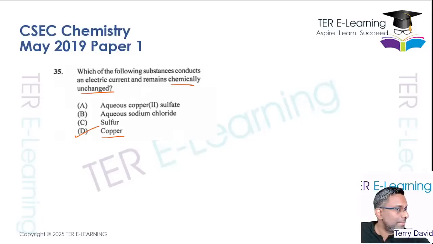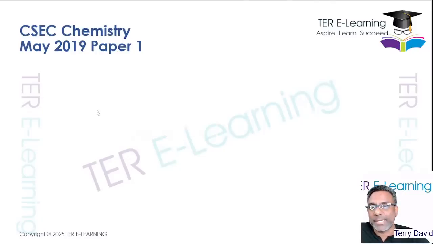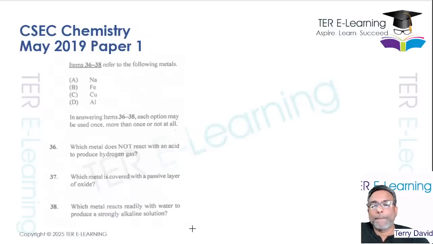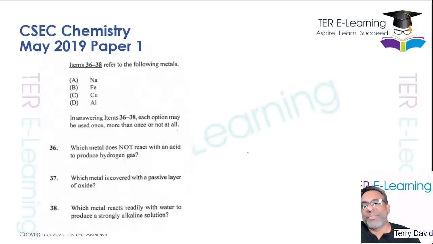Questions 36 to 38 are all based on this set of answers here. So let's start with the first one, 36. Which metal does not react with an acid to produce hydrogen gas? What are they talking about here?